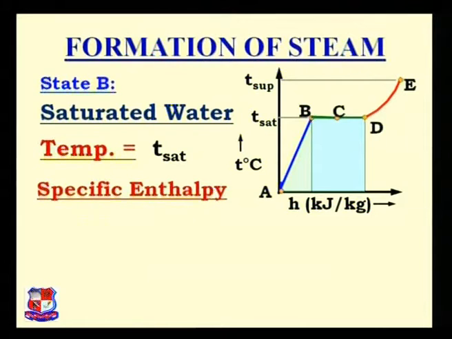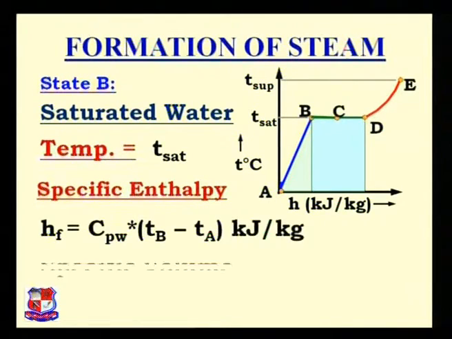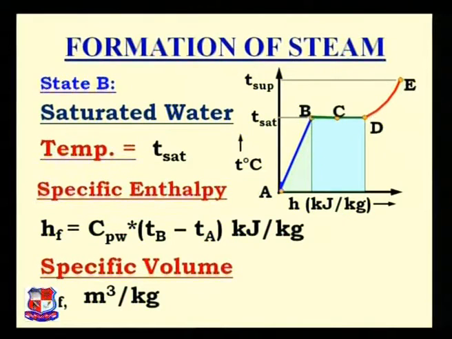Now, reviewing the equations utilized for calculating the properties of steam at different points, that is point B, C, D and E. At state B, the condition is saturated water, and the temperature at point B is T sat. Specific enthalpy at point B is given by the equation hf equals Cp of water multiplied by (Tb minus Ta), that is temperature at point B minus temperature at point A, kilojoule per kg, and specific volume is vf meter cube per kg.